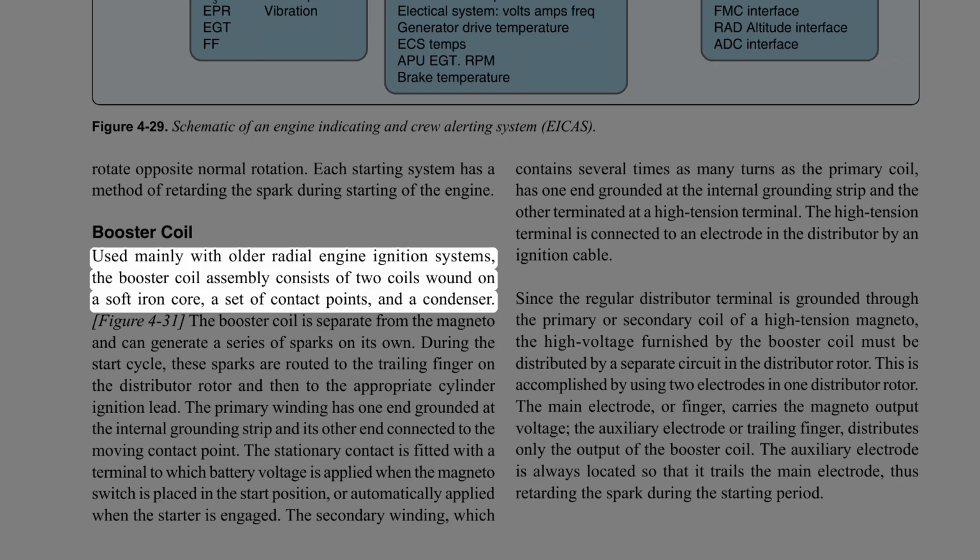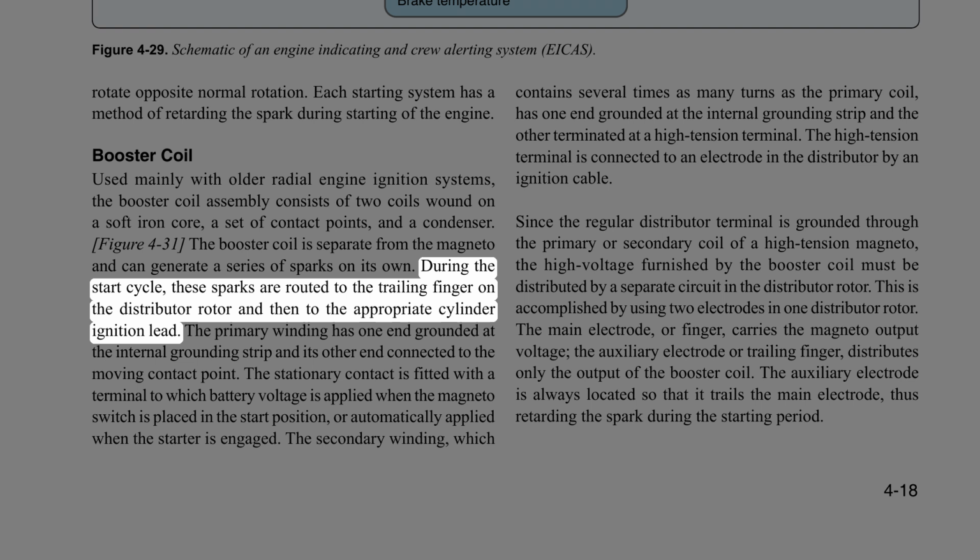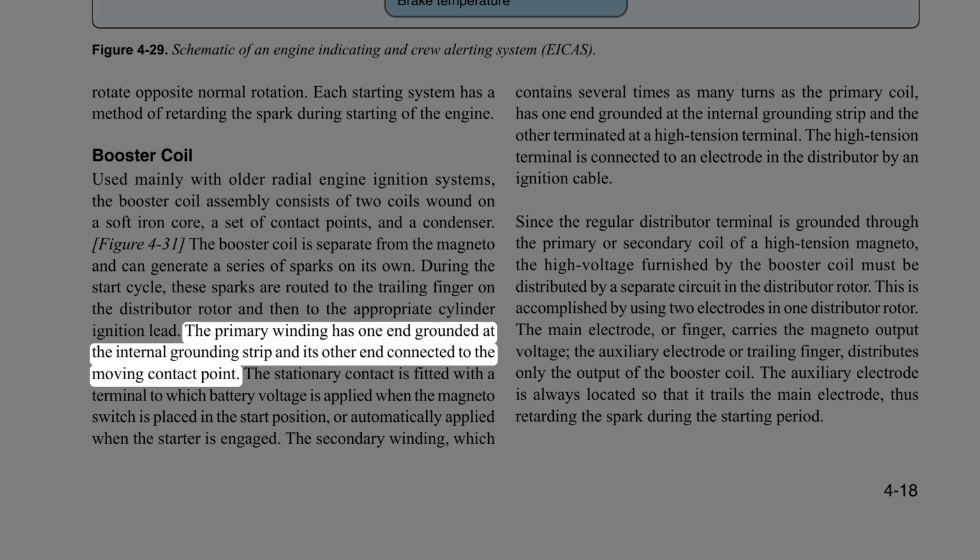Booster coil. Used mainly with older radial engine ignition systems, the booster coil assembly consists of two coils wound on a soft iron core, a set of contact points, and a condenser. The booster coil is separate from the magneto and can generate a series of sparks on its own. During the start cycle, these sparks are routed to the trailing finger on the distributor rotor and then to the appropriate cylinder ignition lead. The primary winding has one end grounded at the internal grounding strip and its other end connected to the moving contact point.